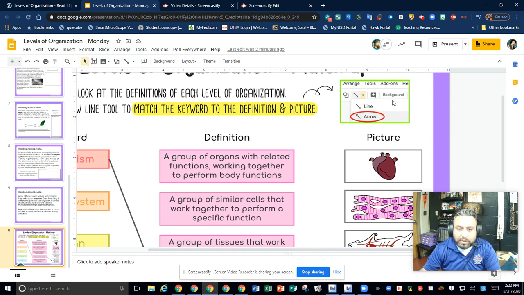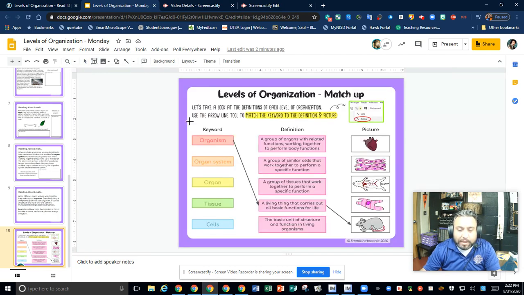Let me switch out to my cursor. You want to find that symbol. That's a line. So that's this right here. If I click the little caret, the arrow pointing down, it gives me options to choose from. Obviously, because I circled it, I want the arrow. Okay, let me zoom back out.